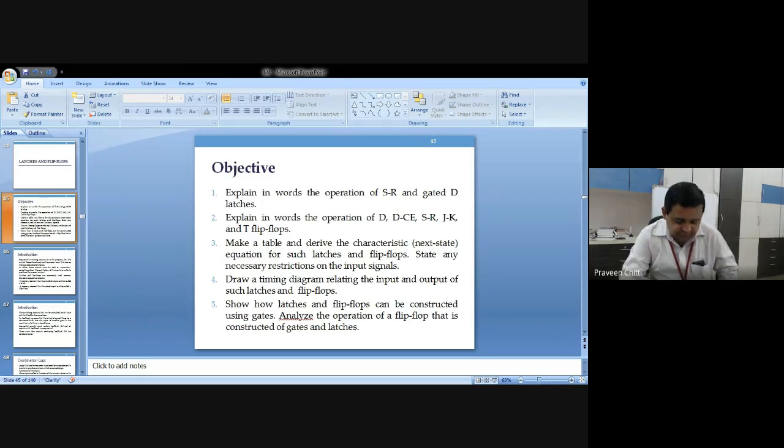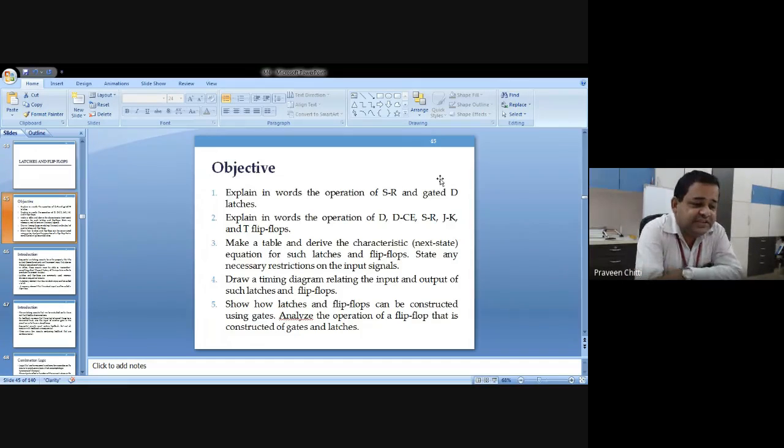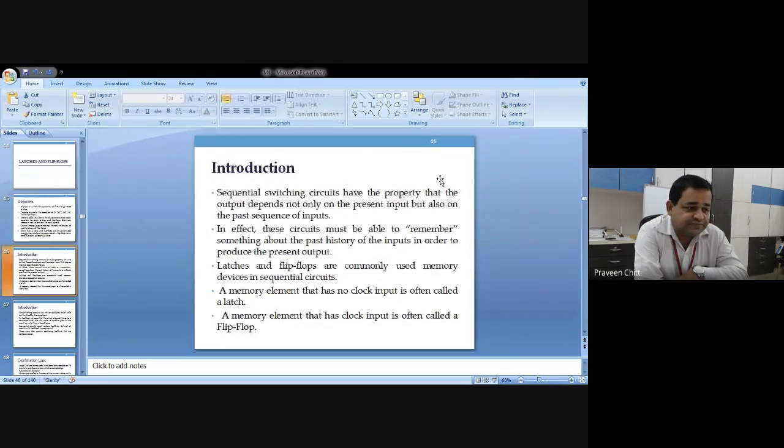In this part, we are going to discuss the operation of the basic latches like SR and D latch. Then we'll be explaining the operation of the four types of flip-flop: D flip-flop, SR flip-flop, JK flip-flop, T flip-flop. Then we will be deriving the characteristic equation for the flip-flops, then timing diagrams of the different flip-flops and the latches, and at the end we'll be discussing the master-slave arrangement of the flip-flops.